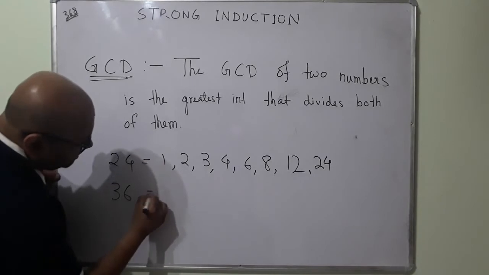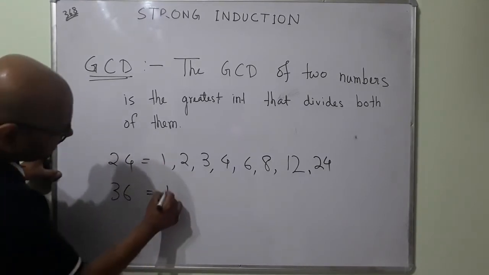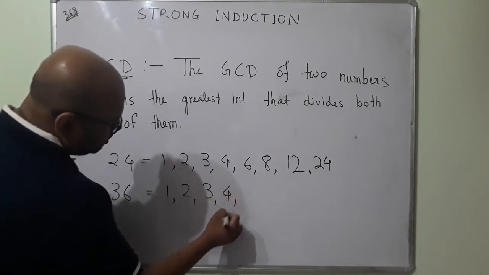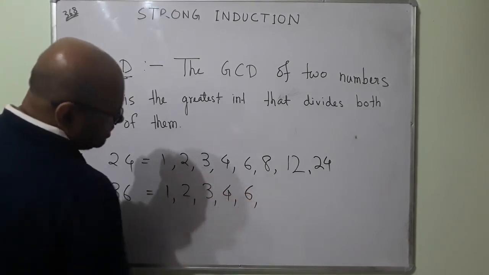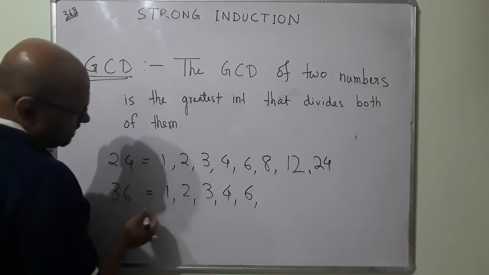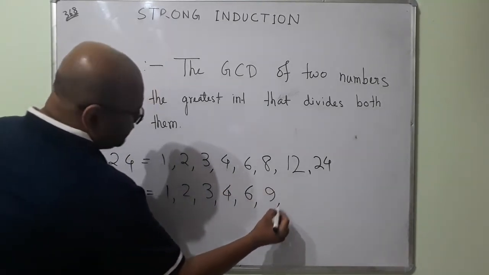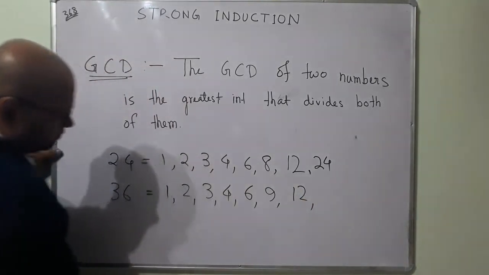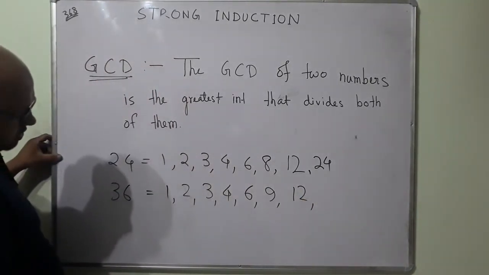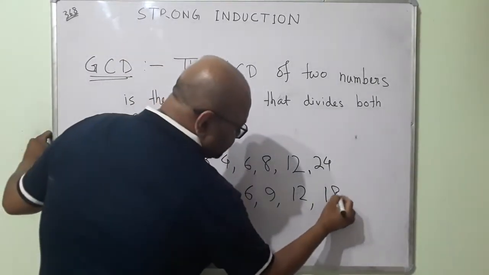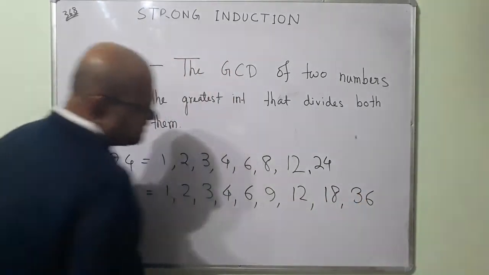Alright. Similarly for 36, all the numbers that divide 36 are 1, 2, 3, 4, 6. Then 8 does not divide, 9 divides, 10, 11 do not, 12 divides. Okay. 13, 14 do not. Okay, 18 divides 36 and 36 divides 36.